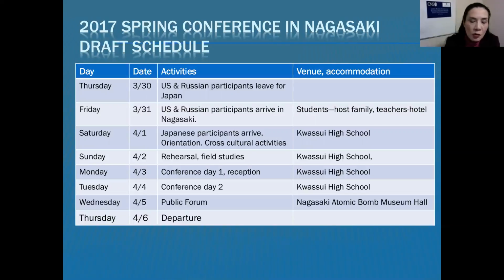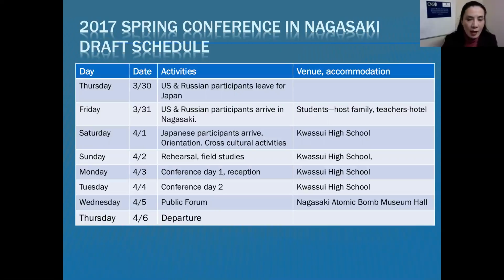But this is also still during the spring break of most Japanese schools, so we may be able to have a public forum sometime early afternoon instead of waiting until after 5 p.m. But again, I will decide the timing of the public forum in consultation with the Kasui High School teachers and the city and prefecture of Nagasaki.